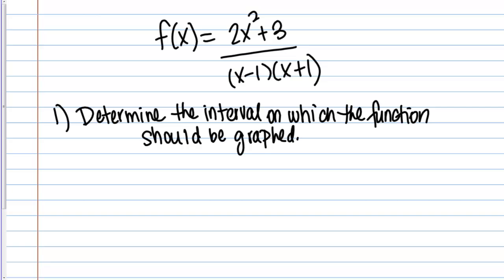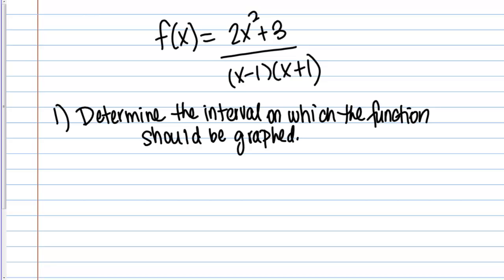So this step is basically just telling you, take a look at your function, think about on what interval you're going to graph it. This just helps you look forward to the next steps. Okay, so what about our function here? So we have a rational function, and on which interval are we going to graph this function?